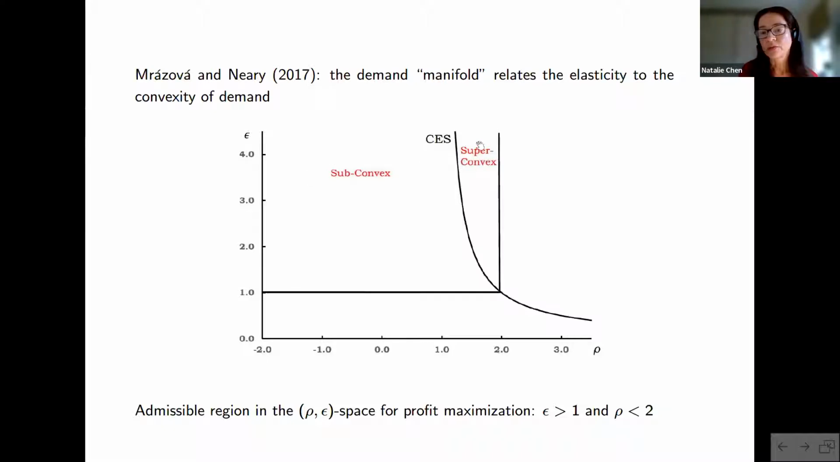Instead, in the superconvex space, here all the comparative statics are reversed, because in that space here, the elasticity of demand tends to increase with firm output, which means that larger firms would have lower markups, which is not really consistent with empirical evidence. So what Mazova and Neri say is that a well-behaved demand function should be in the subconvex space, which is consistent with larger firms having larger markups.